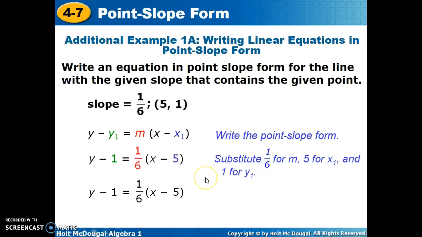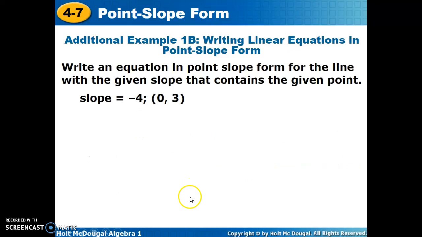We're done. It's in point slope form, and if we needed to graph this, we can simply extract the point 5, 1, and use a slope of 1/6. Very similar to slope intercept form. Keep in mind this. The form of the equation says to subtract. So if we see subtraction down here, this is a positive. If we see subtraction here, this is a positive.